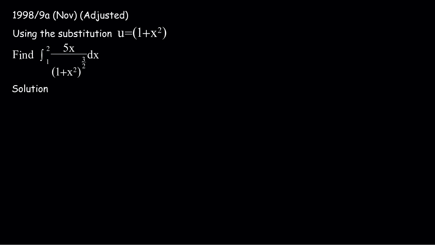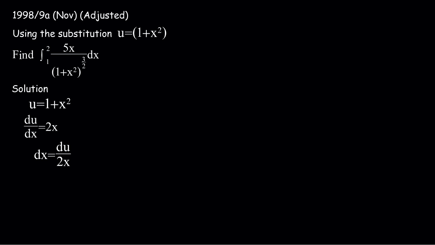Now, using this substitution as requested, u equals to 1 plus s squared, our first step is to find the value of ds, and we get that by differentiating 1 plus s squared. Doing that, du over ds will be equals to 2s, and by cross multiplying, ds will be equals to du divided by 2s.